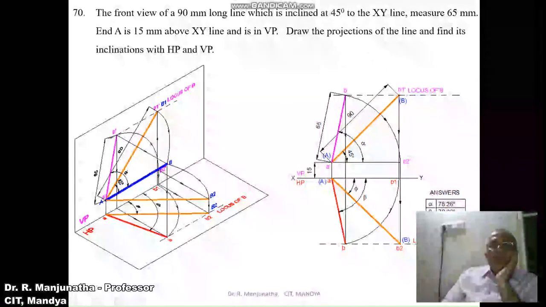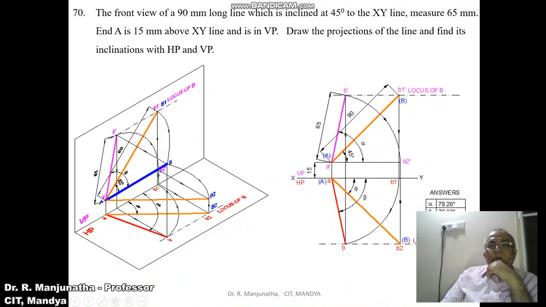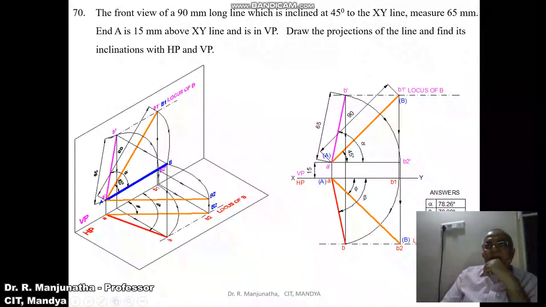Once you get the front view, now we need to find the top view. To find the top view, draw a vertical projector from B dash to the top view, that is to the HP. Then take the front view true length. So we know that the front view true length means the corresponding top view should be parallel to the XY line in the top view.